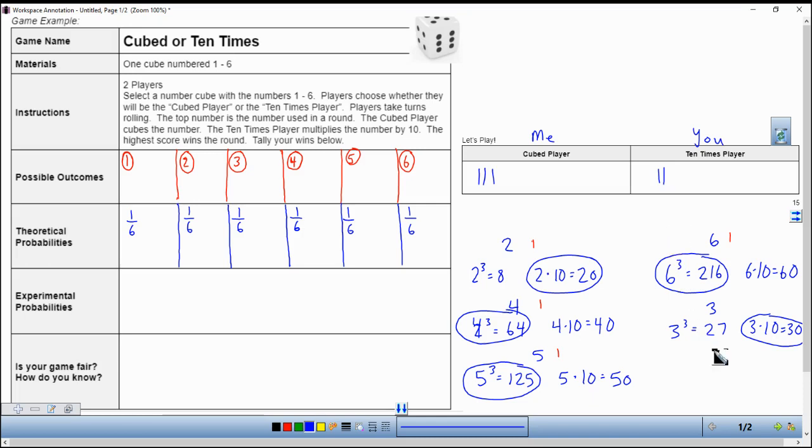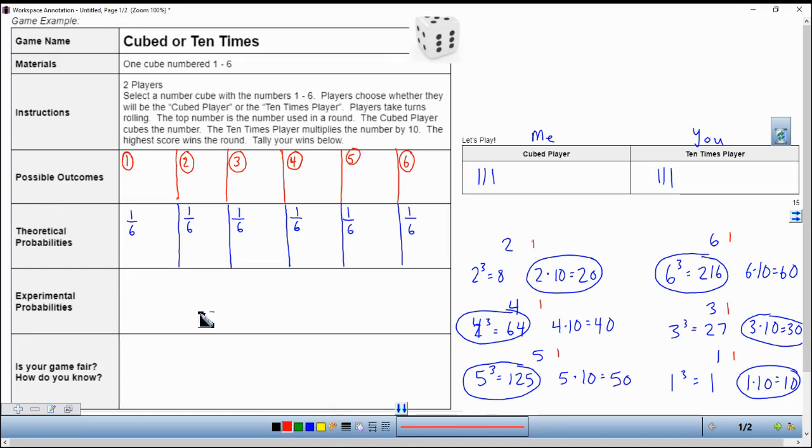See, we get a 1. Now I actually did not plan it out this way. I can't believe it worked out this way, but we got 1 of each number. So I roll a 1. 1 to the third equals 1. And 1 times 10 is 10. So that means that you win. So far we're tied. Now it's going to go a little bit quicker because we know whatever number we roll, we're going to know who wins because we've already figured out who wins for each number.